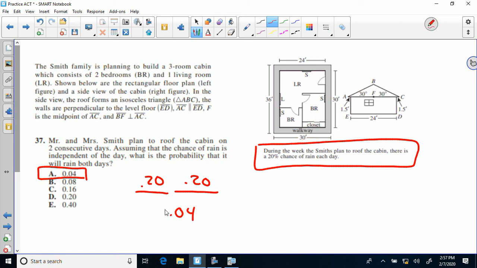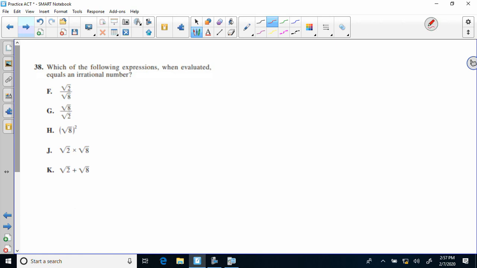38. Which of the following expressions, when evaluated, equals an irrational number? An irrational number is a number that goes on forever and ever and never repeats. If I have a square root on top and bottom, or a cube root or a fifth root, if they're the exact same index on top and bottom, I can divide them. 2 goes into both 2 and 8. So 2 will go into itself once, and 2 will go into 8 4 times. Well, the square root of 1 is 1, and the square root of 4 is 2. And 1/2 is not irrational. It can be written as a fraction, so it's not that one.